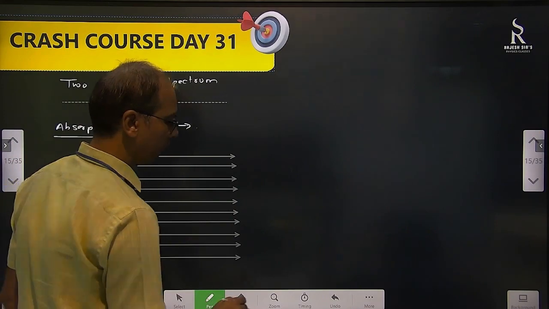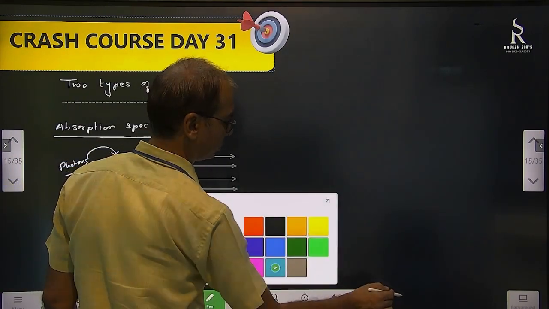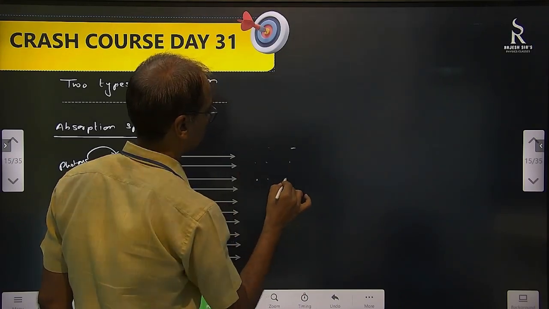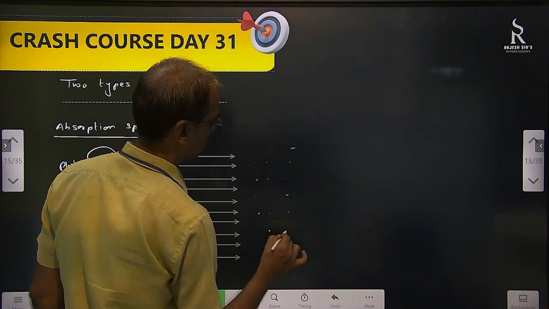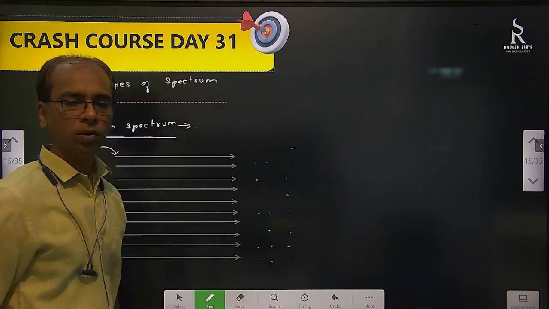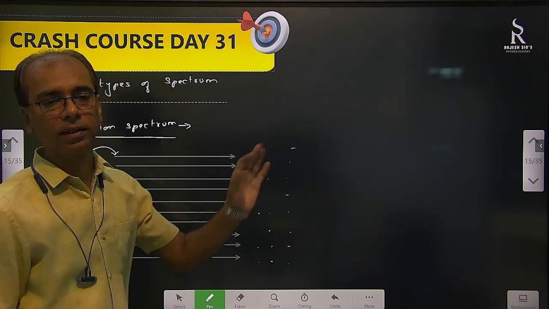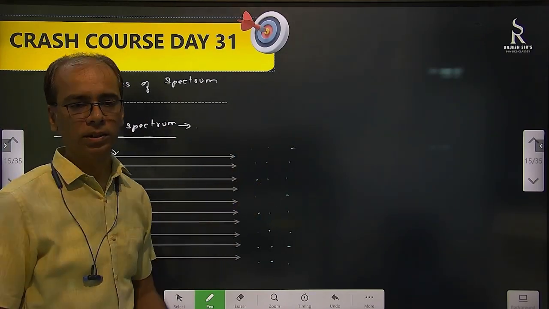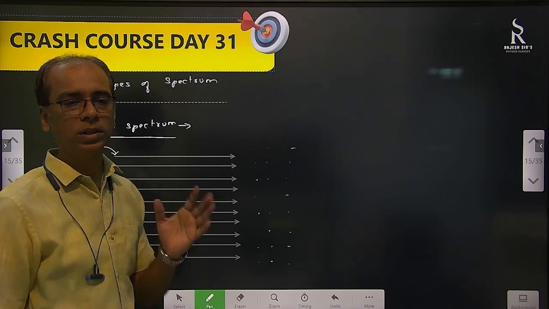And in this zone, we have a gas. Keep a gas over here. Now what will happen is this gas is going to absorb these photons. Which photons is it going to absorb? The ones it requires to get excited. Excited means the electron is going to move from a lower energy orbit to a higher energy orbit, and there is a fixed energy gap between them. It's not that it can absorb all the energies.